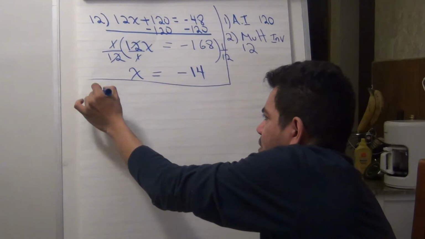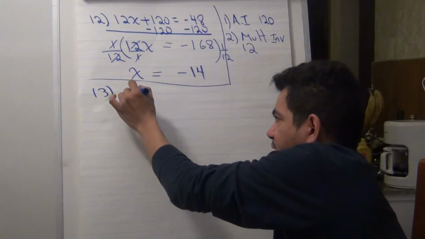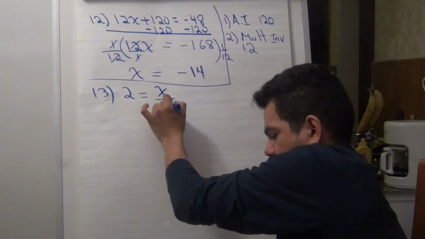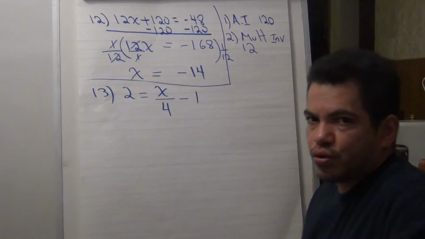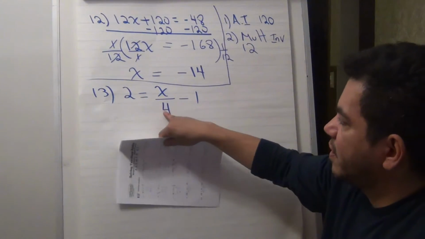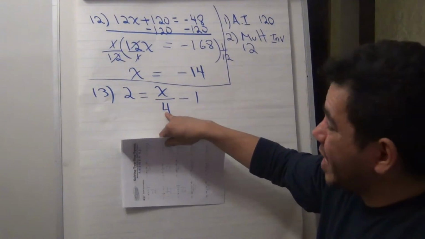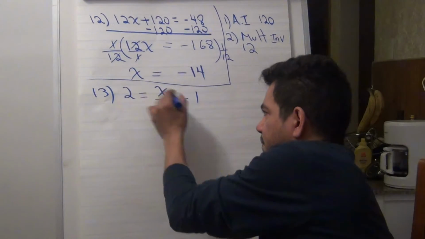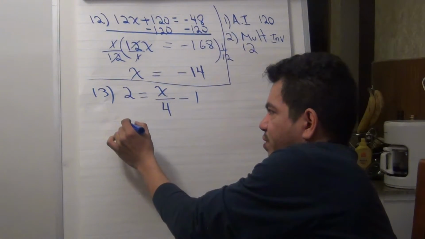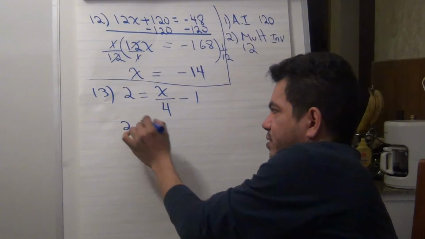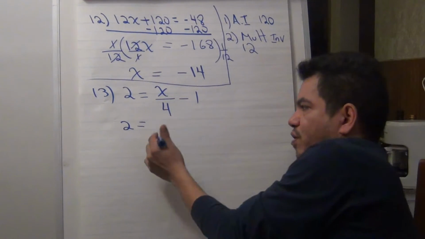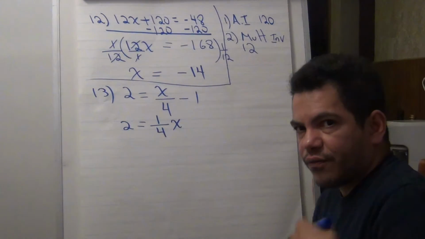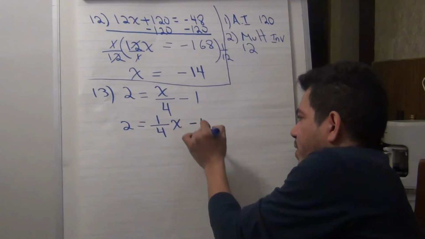Okay, so we're gonna go with 13. 13, we have 2 equals x over 4 minus 1. 2 steps. Look, we have division, which in reality is not really division, it's multiplication. And I'm gonna show you why. This can be rewritten as 2 equals, what is 1x over 4? 1 over 4 times x. Hopefully you remember. And then minus 1.